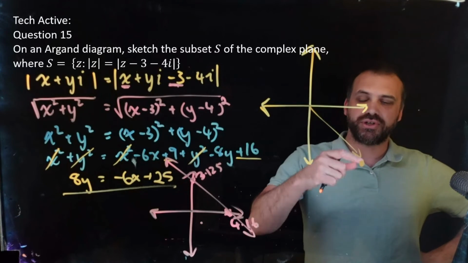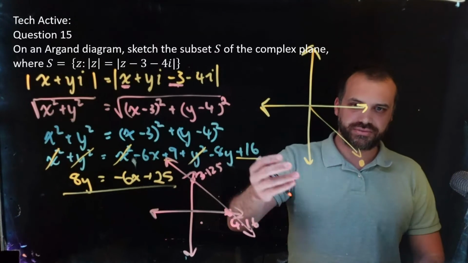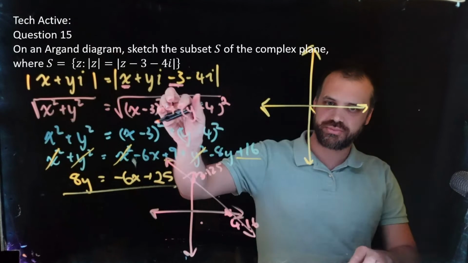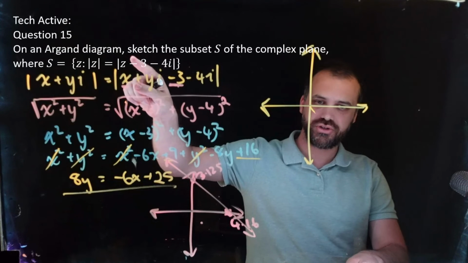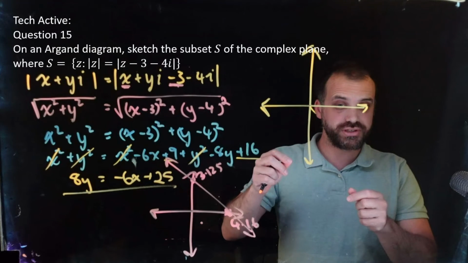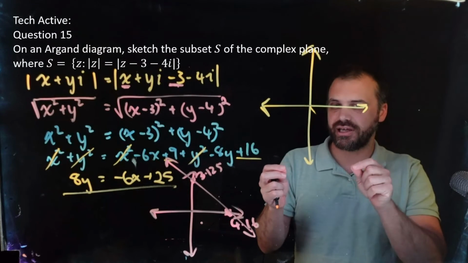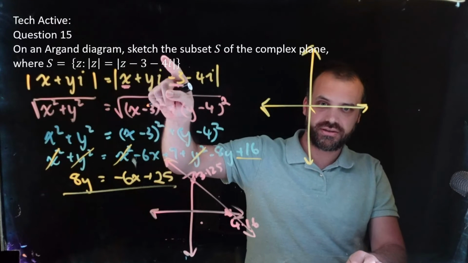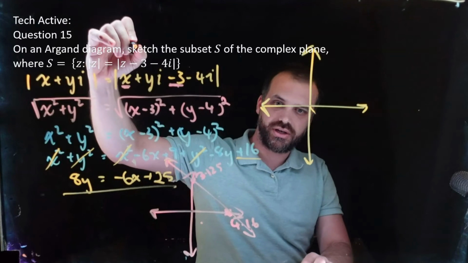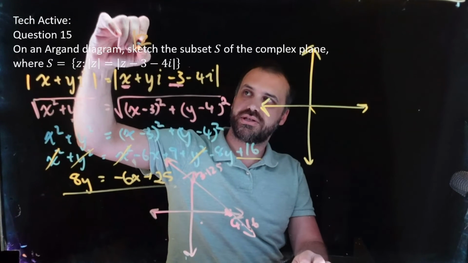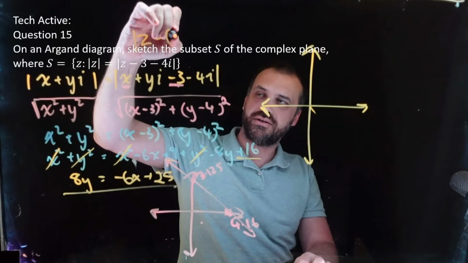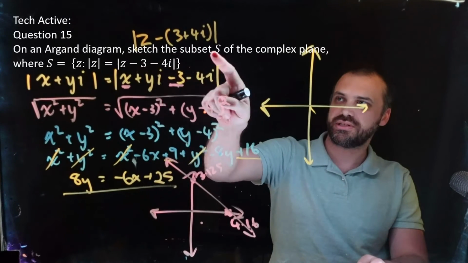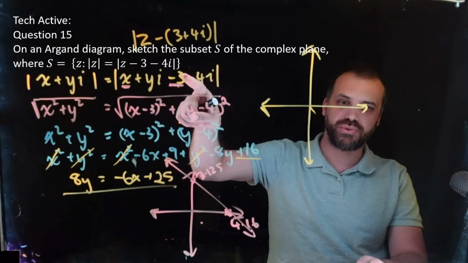In other words, the distance from the origin to z. That's what this first bit says, the magnitude of z. And we need that to be equal to the magnitude, or the difference in length, between the complex number and this thing here. So I'll just rewrite that bit: the difference between z and 3 plus 4i. This statement says the distance between.